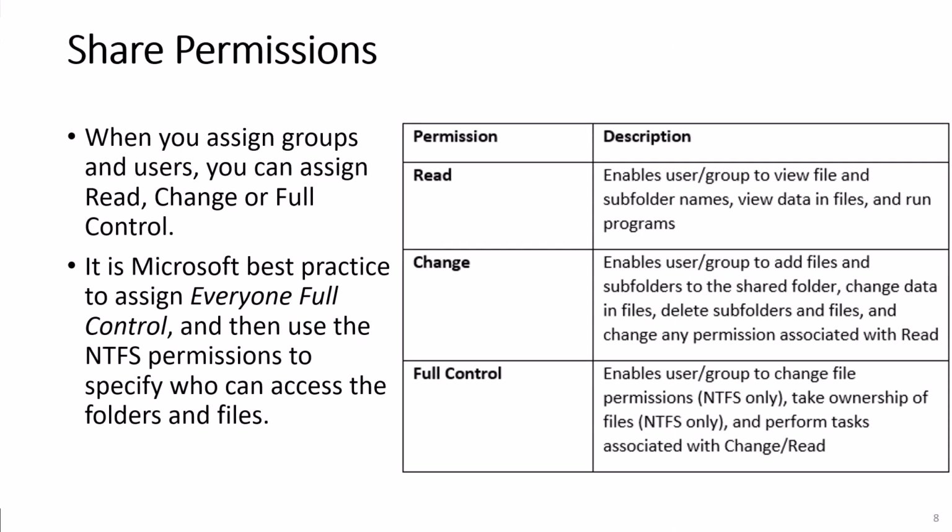When you assign groups and users, you can assign read, change, or full control. The read permission allows you to view files and subfolders, view data in files, and run programs. The change permission allows you to read files and folders, change data in files, create files and folders, and delete folders and files. The full control permission allows you to do everything that the change permission allows, as well as take ownership of files and change file and folder permissions. It is Microsoft's best practice to assign everyone full control and then use NTFS permissions to specify who can access the folders and files.